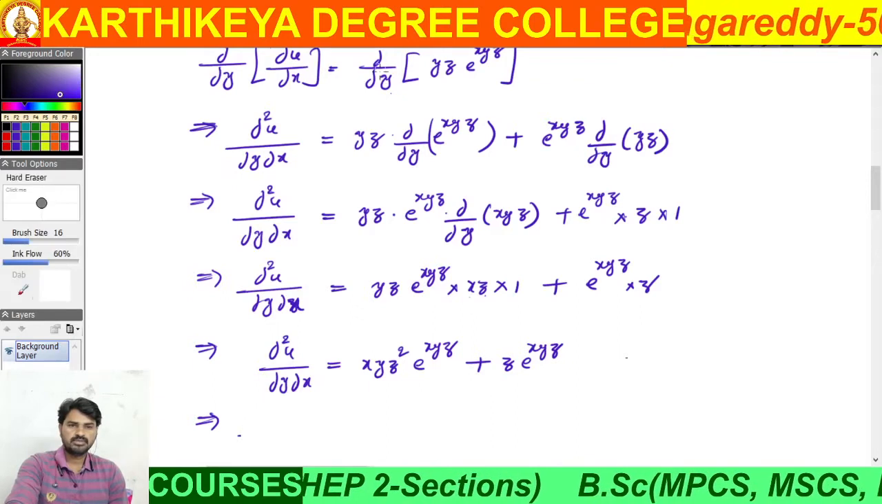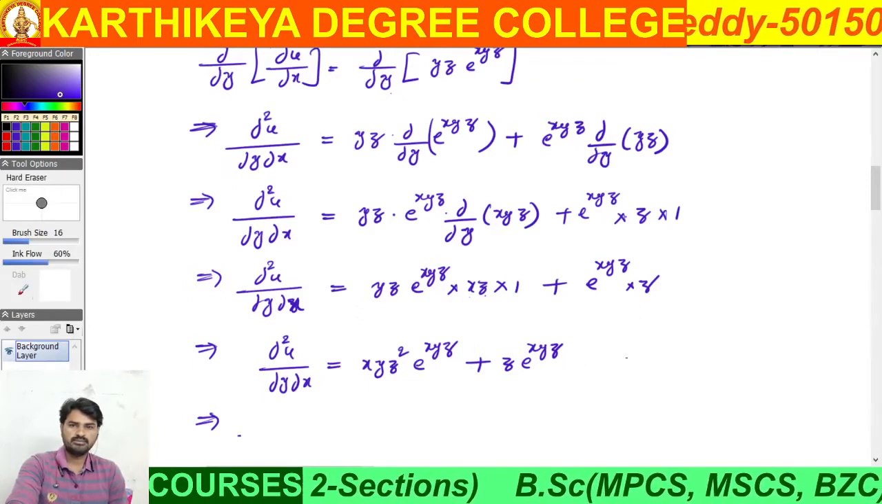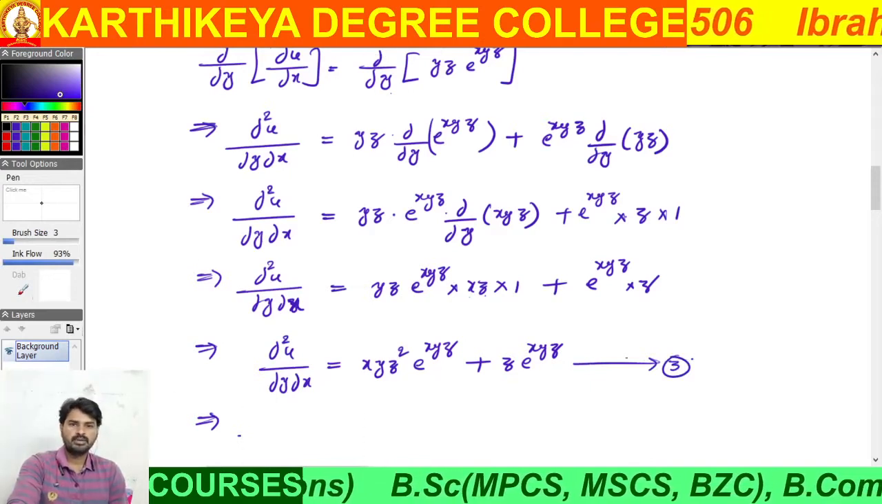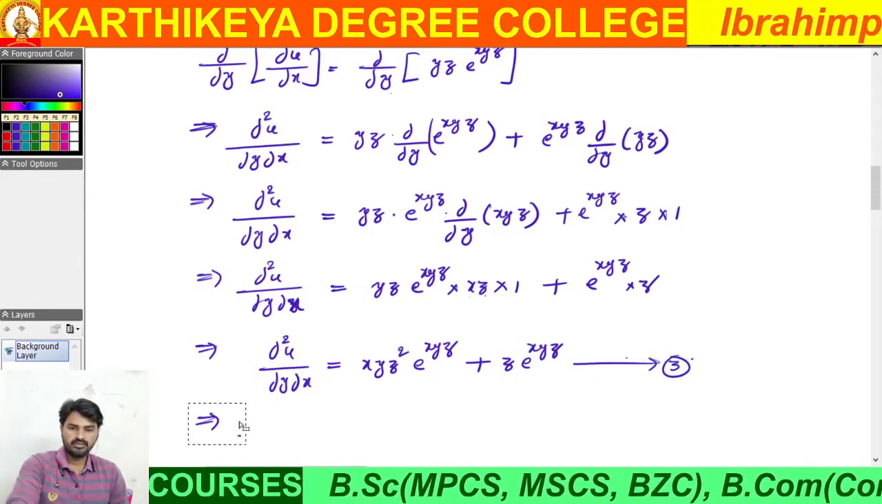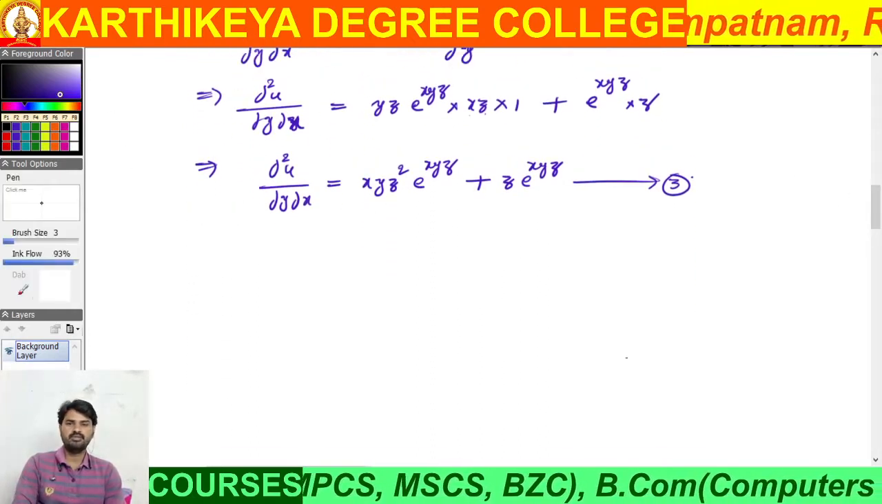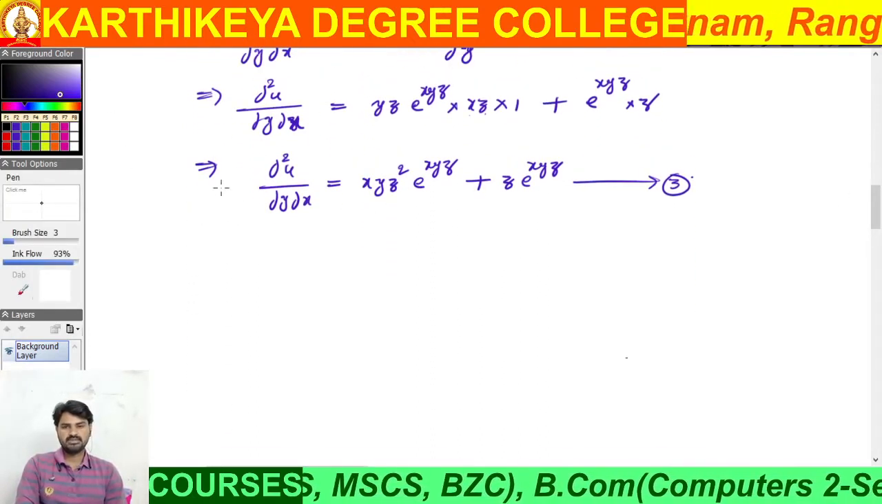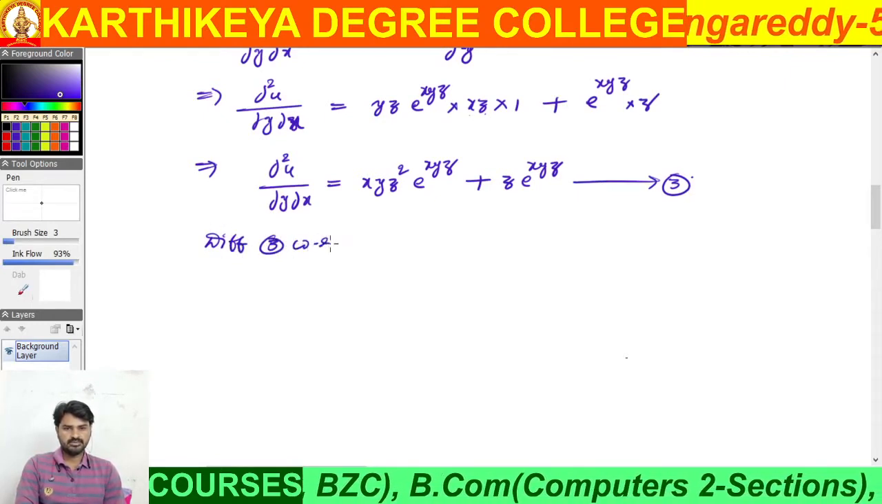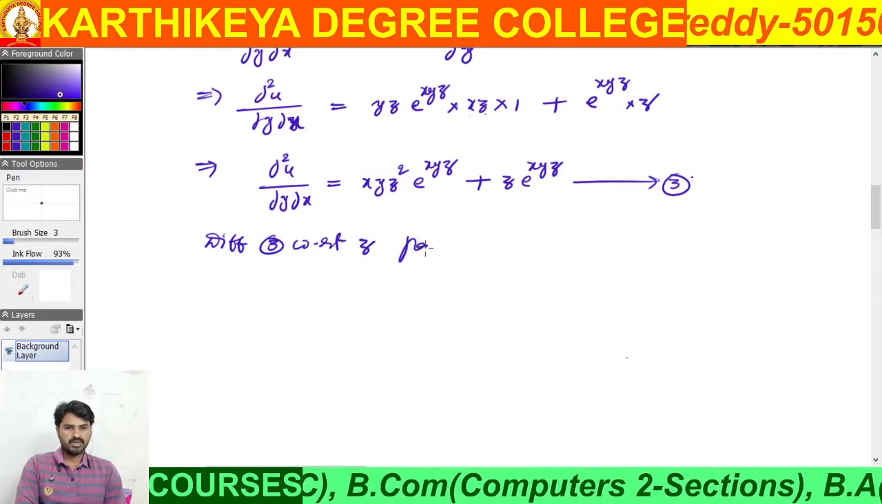Okay, so let it be equation number 3. Now we are going to differentiate the third equation with respect to the remaining variable, z. So that is differentiating equation 3 with respect to z partially.